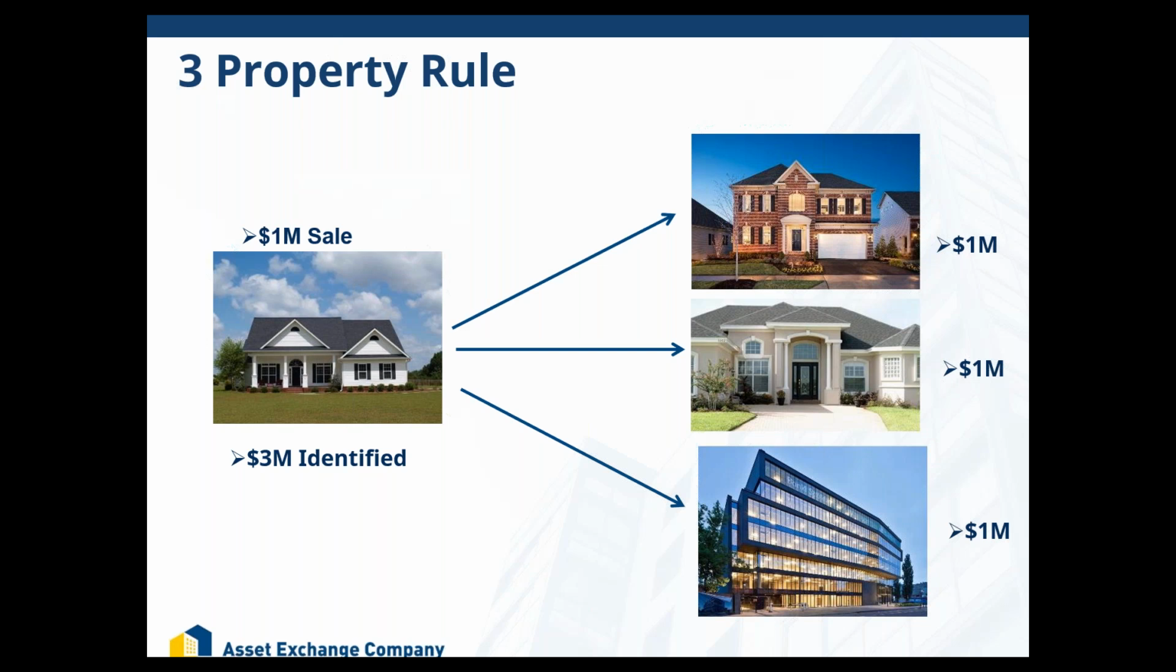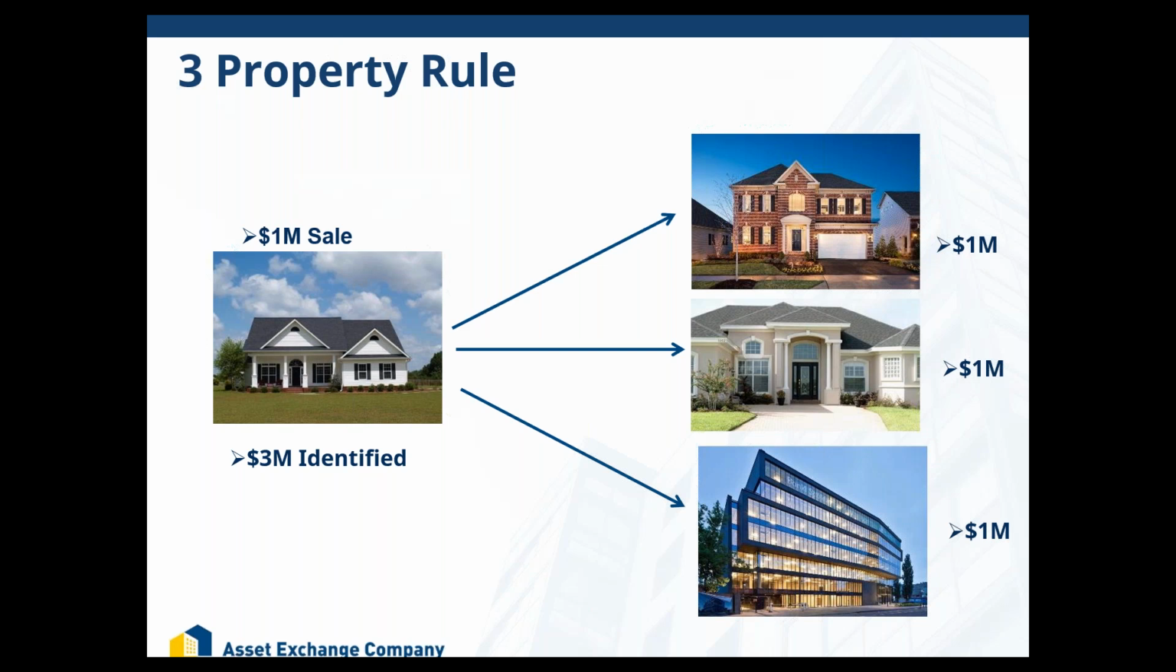Then, I don't know, maybe they'll identify two other properties that are not under contract, because what could potentially happen is after midnight of the 45th day, if the property that they do have under contract, if that whole deal falls apart, at least they'd have the opportunity to purchase those two other properties that they would have identified, right?